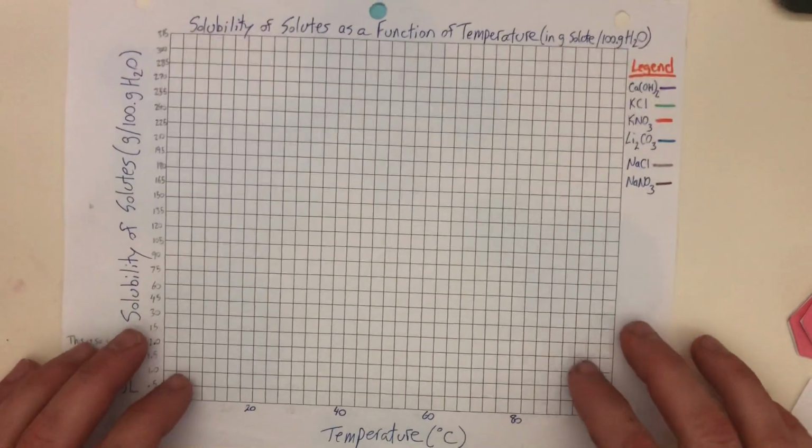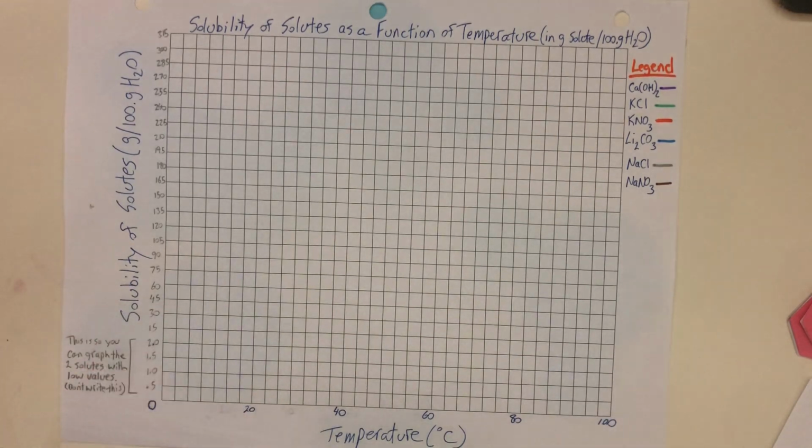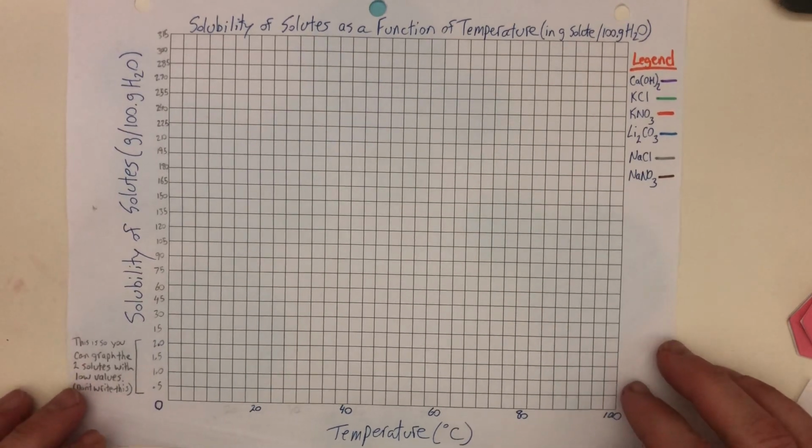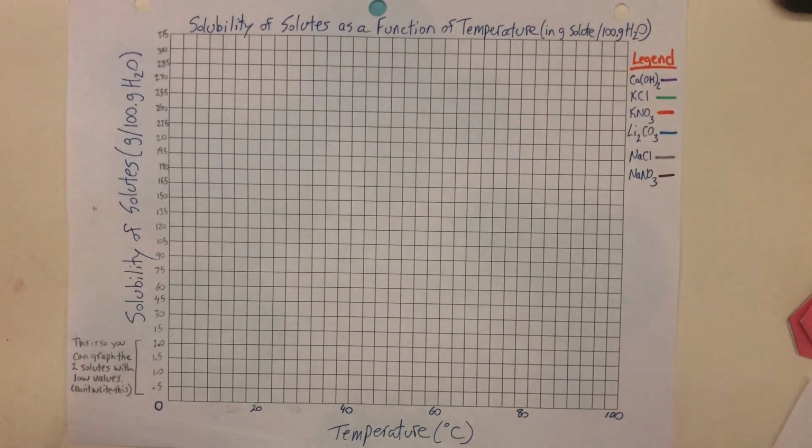Okay, it's going to show you 6 different solutes that can dissolve at different temperatures and how much can dissolve at different temperatures. I'm going to have you graph those. So you can set your graph up to look just like you see it here. And on my website, I'm going to post the chart for you to graph the points on.